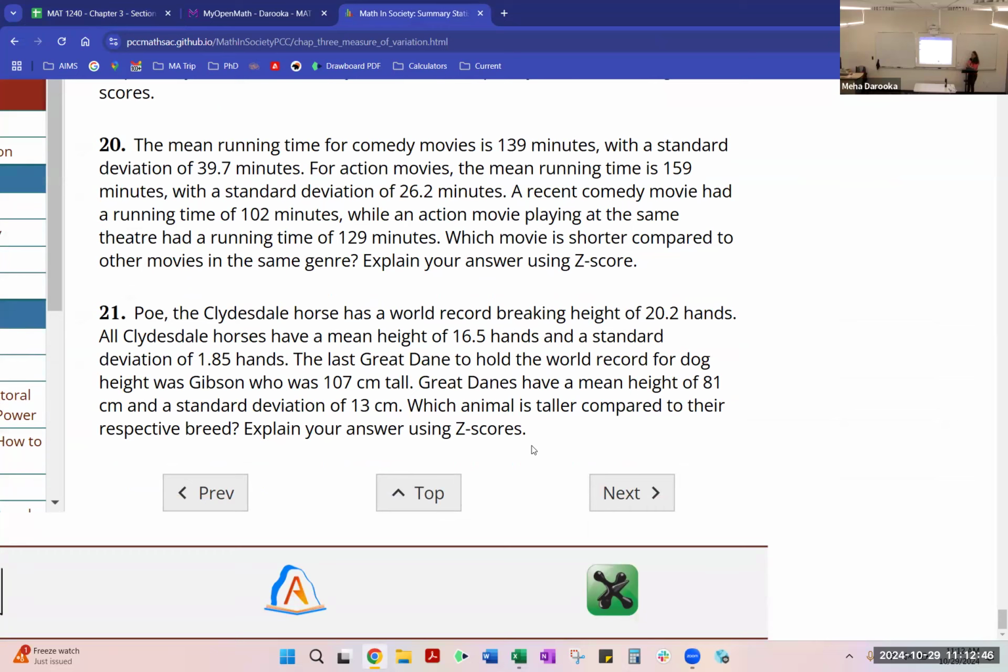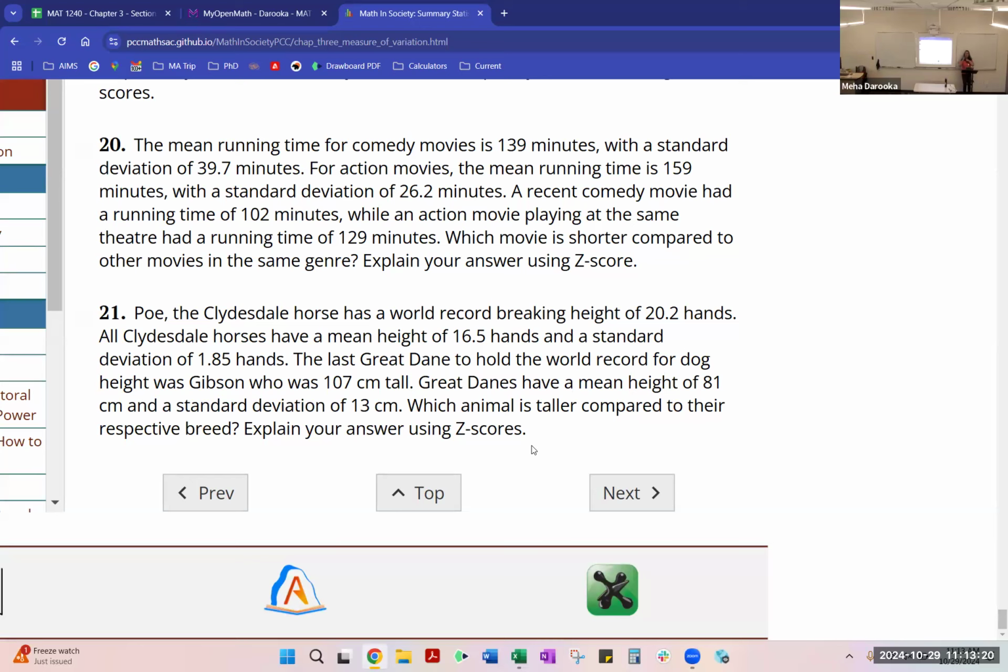Yes, let's do this one. Poe, the Clydesdale horse, has a world record breaking height of 20.2 hands. All Clydesdale horses have a mean height of 16.5 hands and a standard deviation of 1.85 hands. The last Great Dane to hold the world record for dog height was Gibson, who was 107 centimeters tall. Great Danes have a mean height of 81 centimeters, standard deviation of 13. Which animal is taller compared to their respective breed?